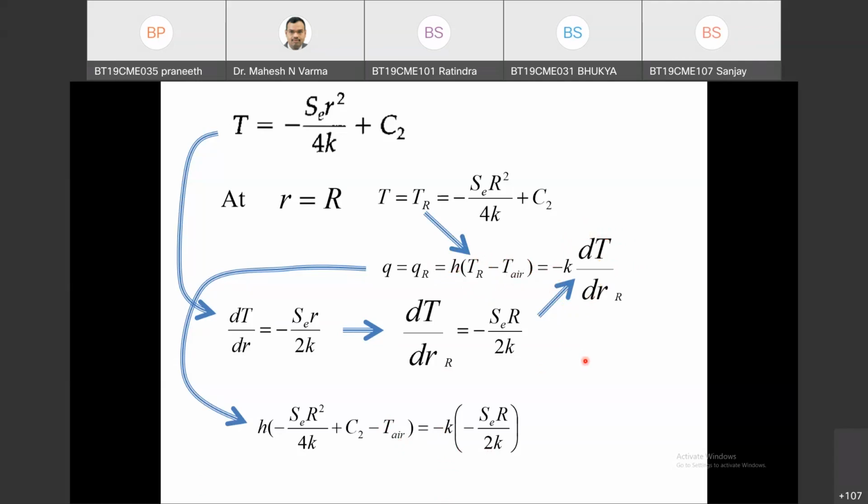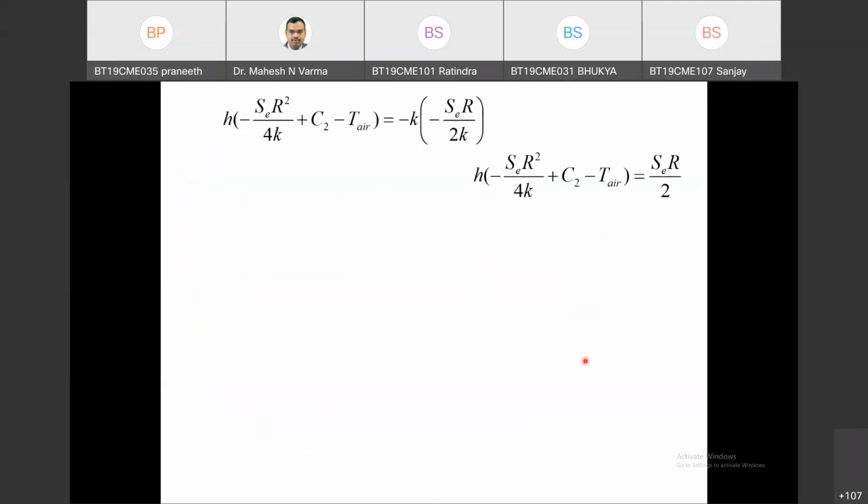So what will C2 equal to? Rearranging this equation, just a rearrangement, nothing more than that. This K is multiplied, and this is C2. So C2 will be equal to SC capital R divided by 2H plus SC R square divided by 4K plus TA.